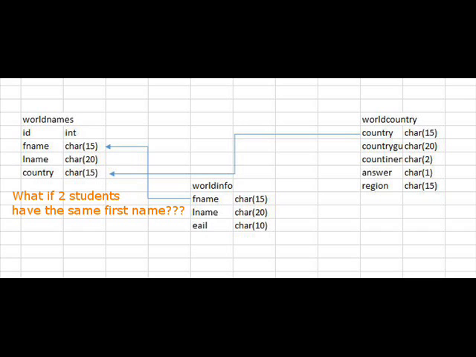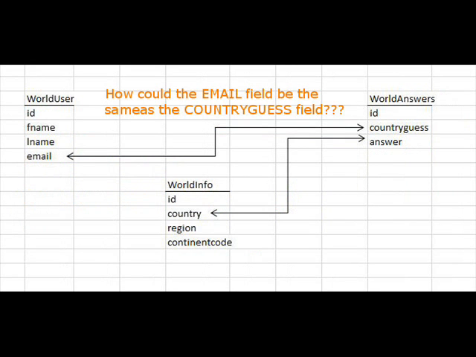Now here's a link that has email to country guess. Does that even make any sense? The email would be something like fyunker at fmcc.suna.edu, and a country guess would be something like D or A. They'd never be the same. You would get no data at all. It'd be impossible to have data.